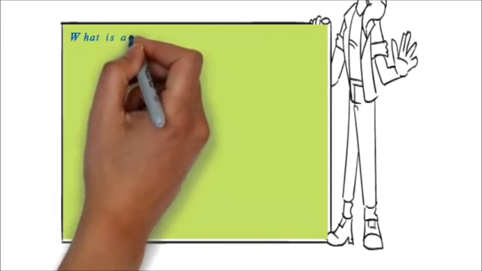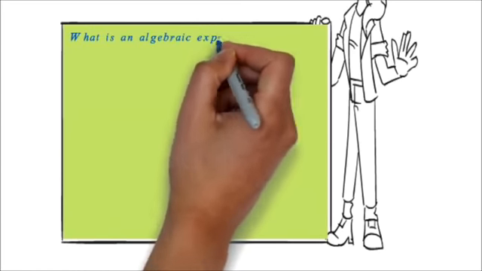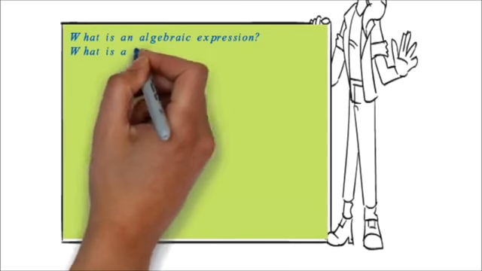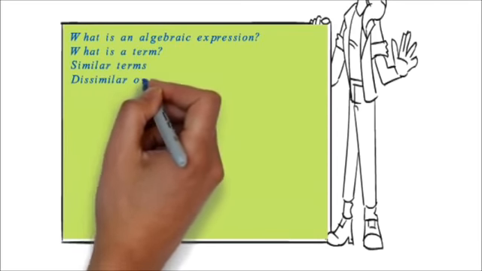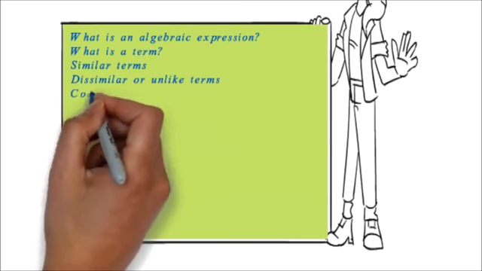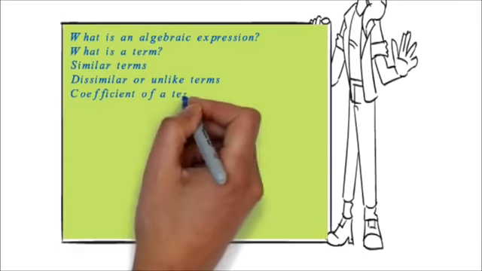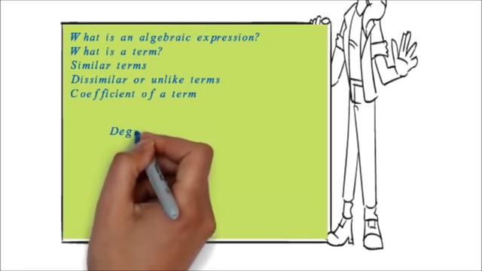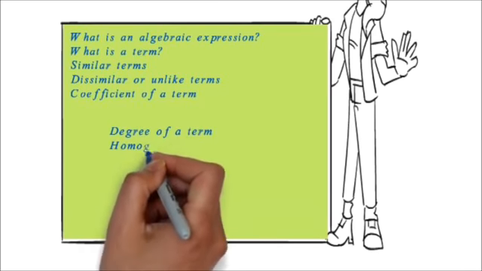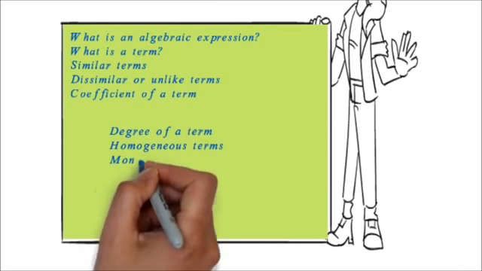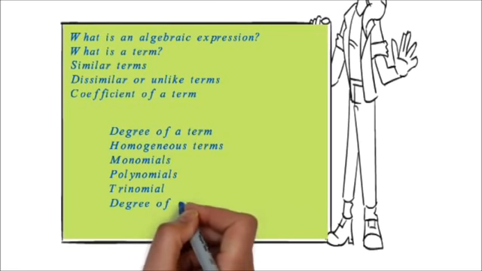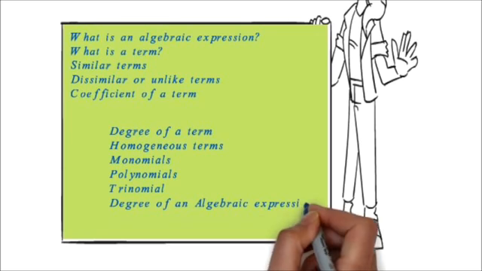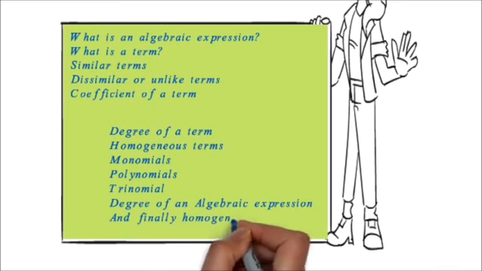In this chapter, we would be learning what is an algebraic expression, what is a term, similar terms, dissimilar or unlike terms, coefficient of a term, degree of a term, homogeneous terms, monomials, polynomials, trinomial, degree of an algebraic expression, and finally, homogeneous polynomials.